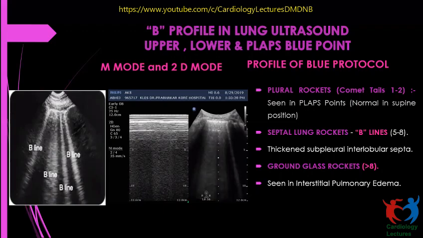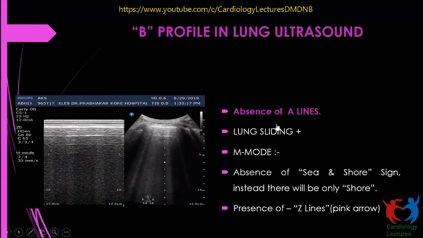If there are multiple, more than 10, 15 like that, or the full interrib space is covered, there is lung sliding, absence of A lines. In M mode, you have only shore. There is no sea. And there is presence of Z lines. They are indicative of a B profile of the lung.